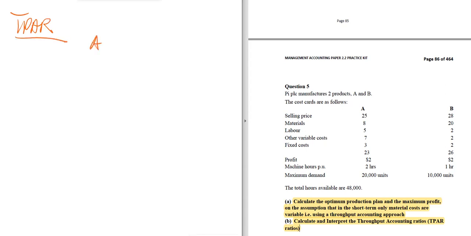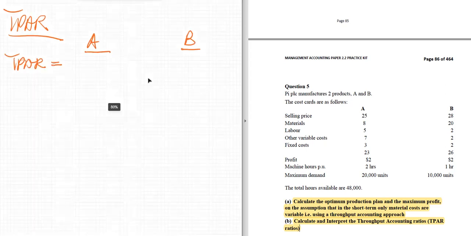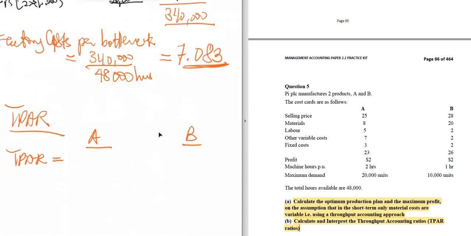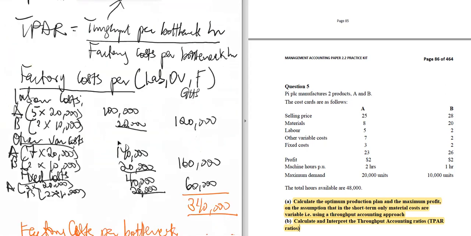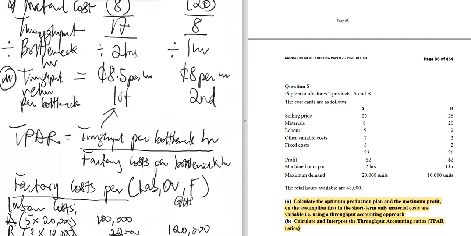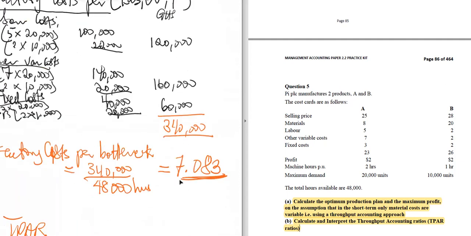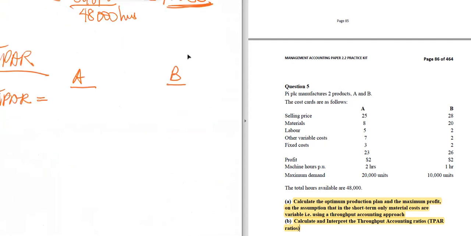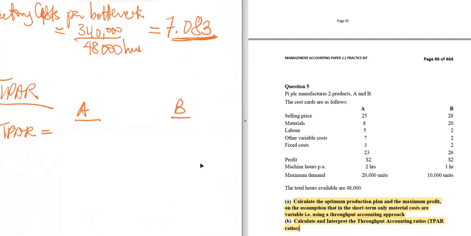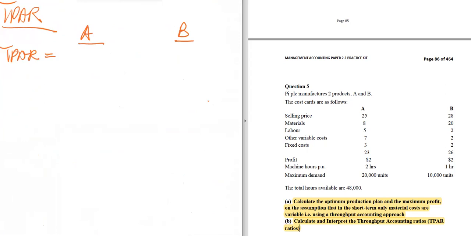So we have product A, we have product B also. Now, for product A, our throughput accounting ratio actually becomes what? Our contribution per hour over our factory cost per hour. What was our contribution per hour that we had? Okay, so it's 8.5 and 8. Then we divide by, because this is fixed cost, it will always be fixed, it doesn't change for each product, 7.083.